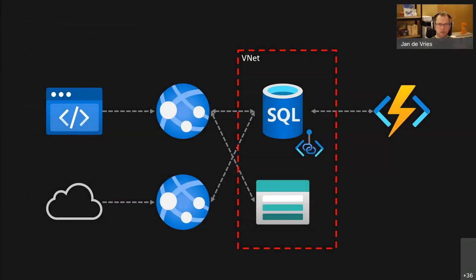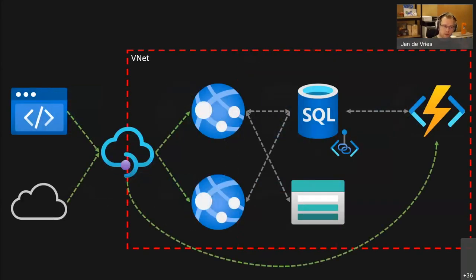But still, your APIs are exposed, which could be a bad thing or a good thing, depending on what type of solution you have. One way to get them away from the internet is by adding API management to the mix. API management can act as a proxy for incoming requests to your APIs.